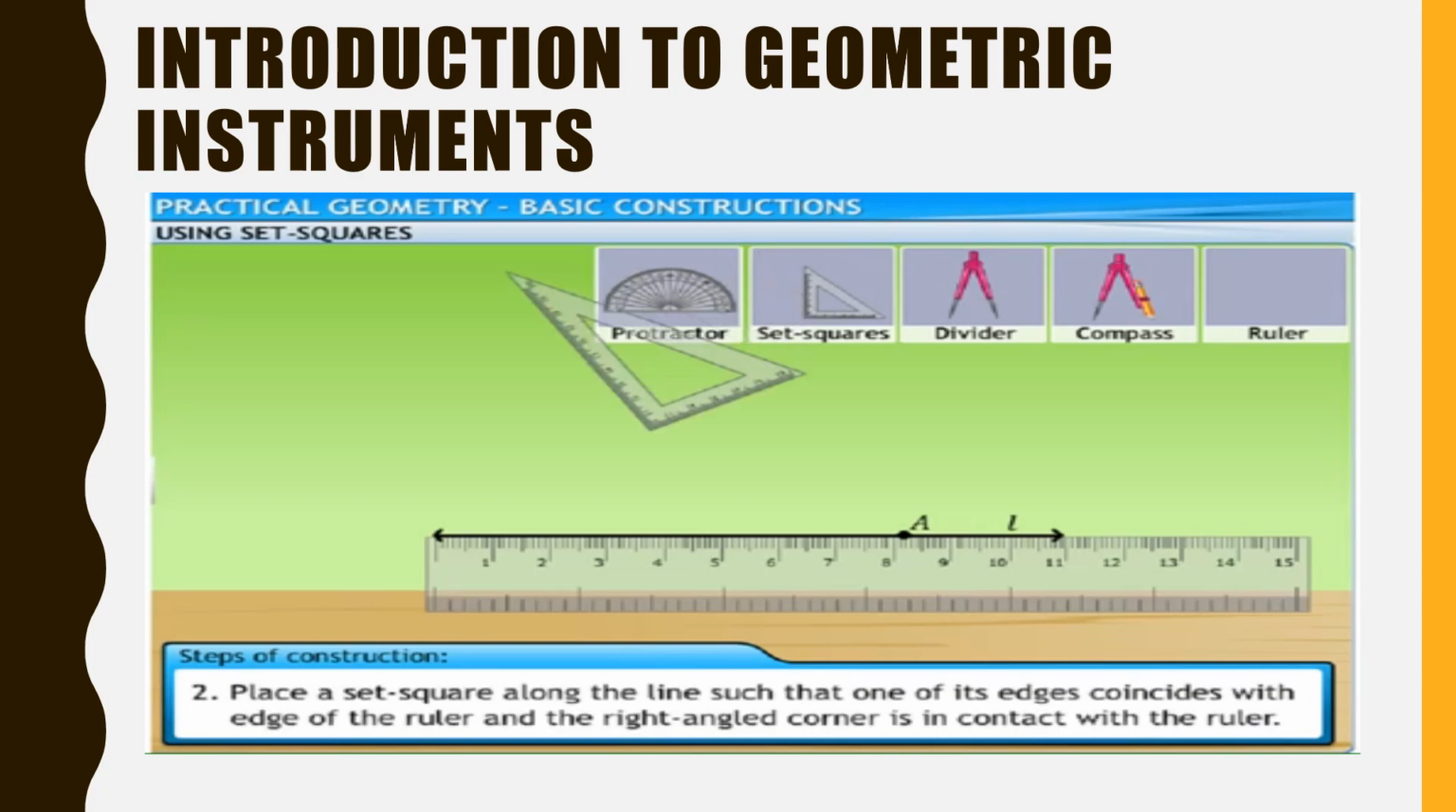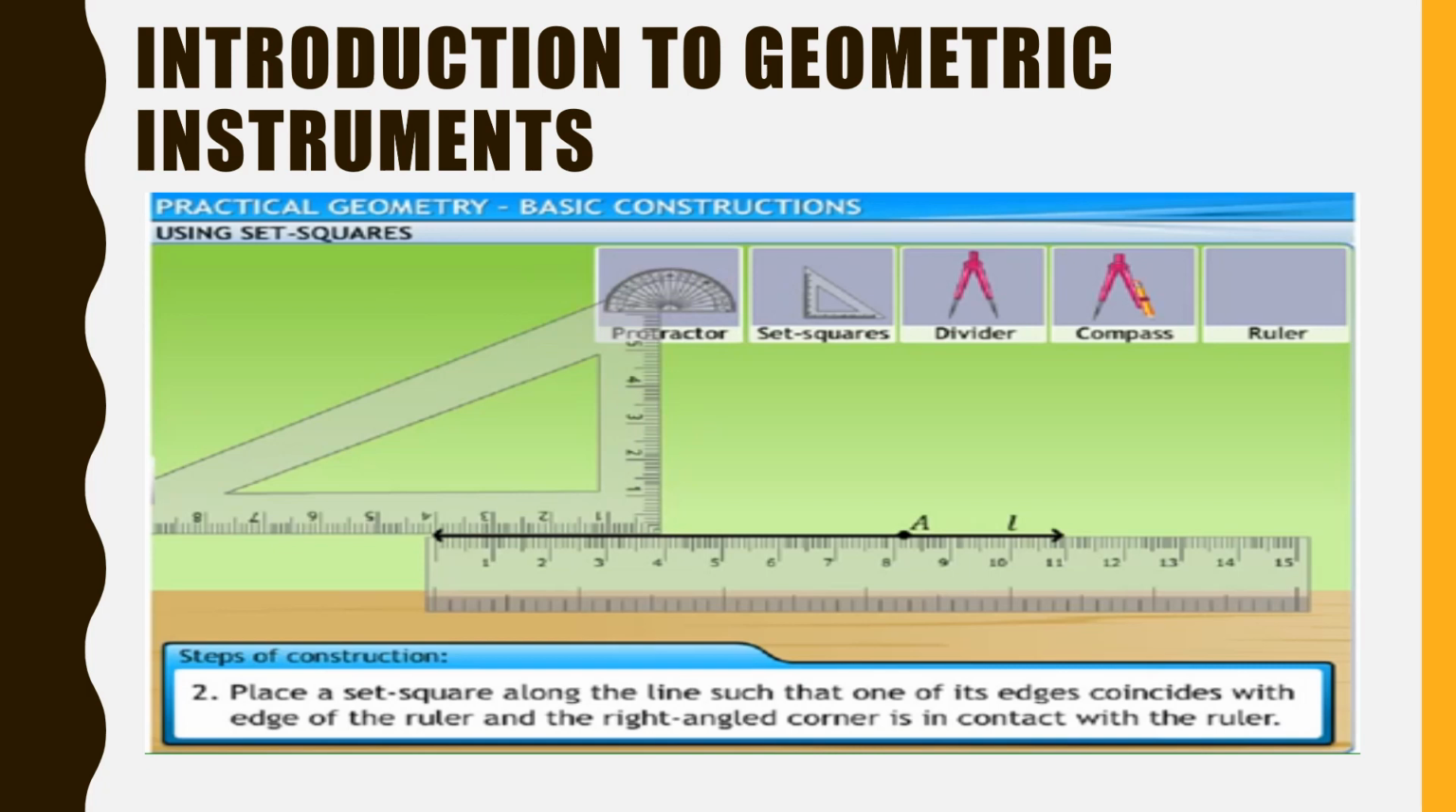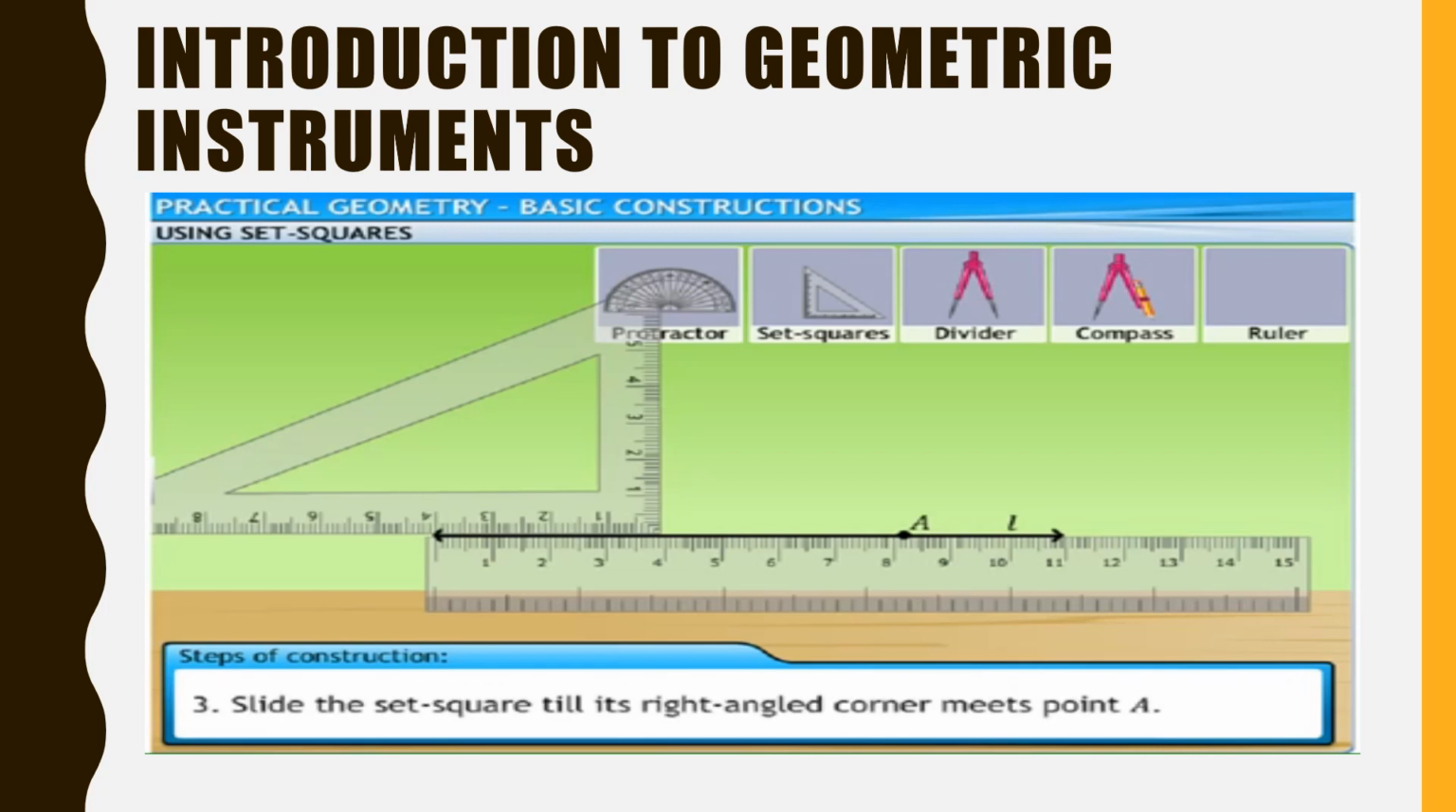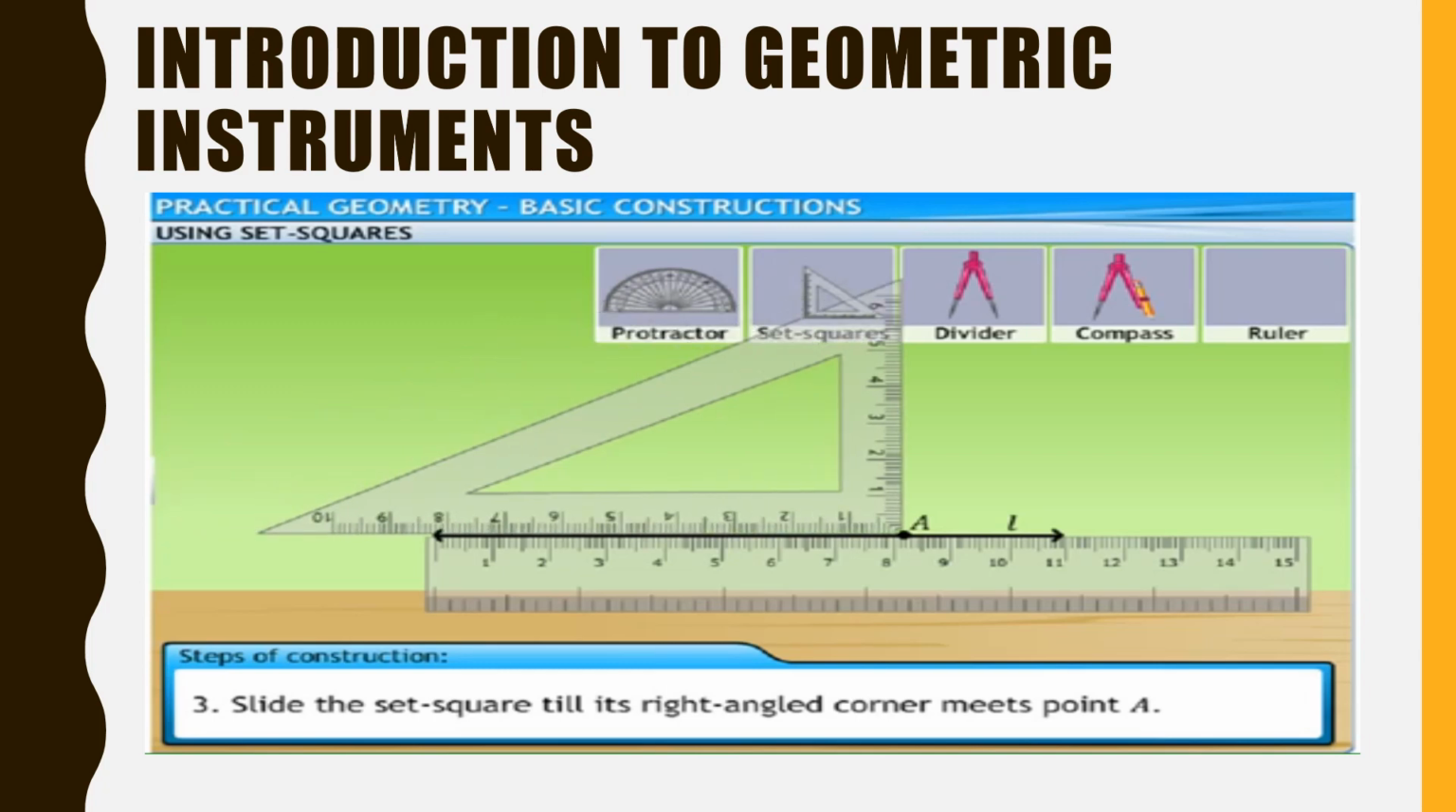Next, place a set square along the line such that one of its edges coincides with the edge of the ruler. Here, you must remember that the right-angled corner of the set square should be in contact with the ruler. Slide the set square till its right-angled corner meets point A. Here, you must ensure that the position of the ruler is not changed and the edge of the set square remains in contact with the edge of the ruler.